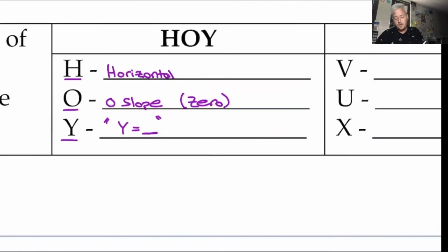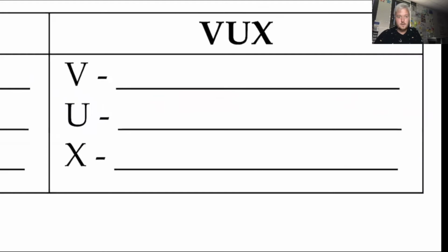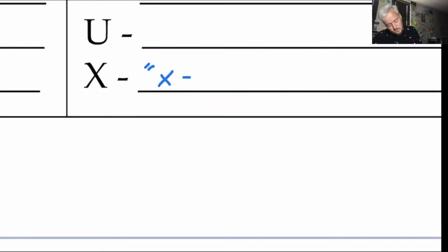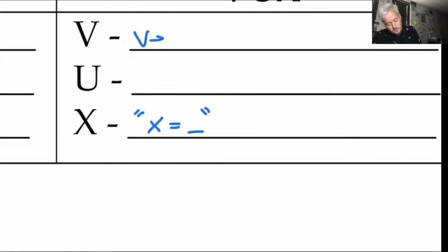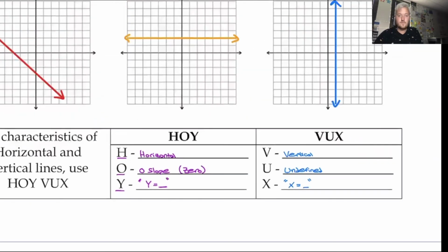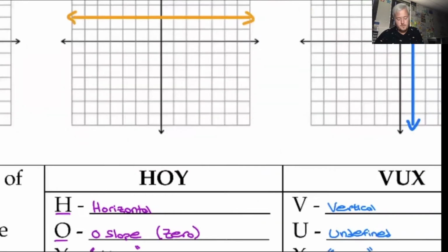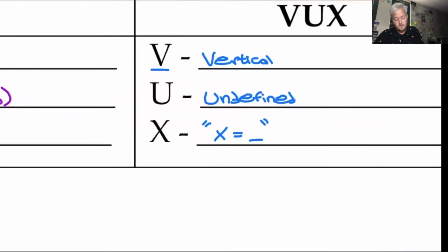The same works for VUX. If you ever have an x equals equation, what that means is it's going to be a vertical line, and it's going to have an undefined slope. So with VUX, it's going to be vertical, undefined, and it's an x equals equation.